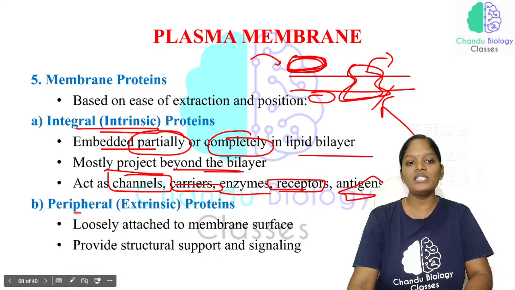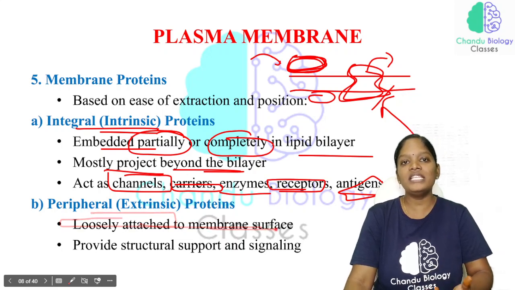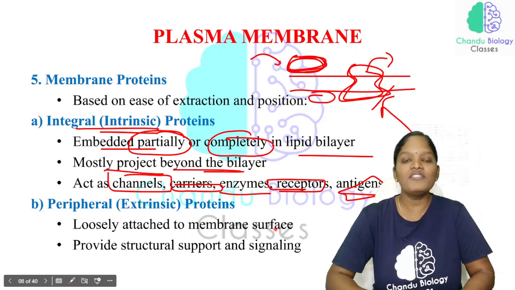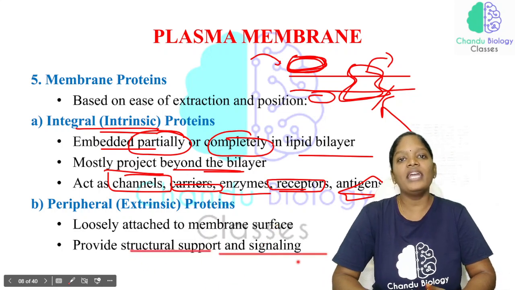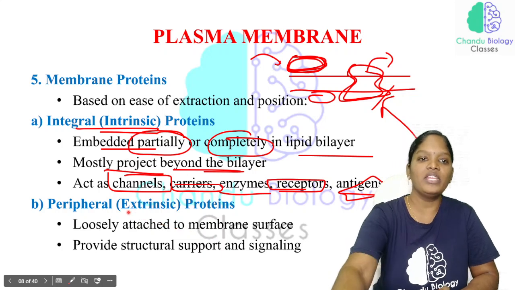Now what is meant by peripheral proteins or extrinsic proteins? These are loosely attached on the membrane surface, so we can easily extract the peripheral proteins from the plasma membrane. Now, what is the function of these peripheral proteins? They provide structural support and are involved in the cell signaling process. So this is very important.